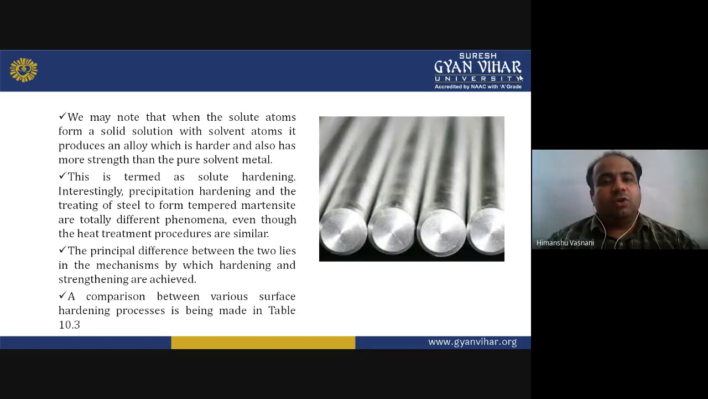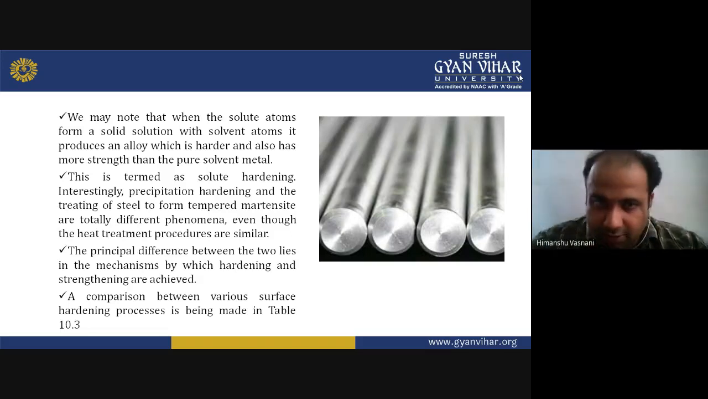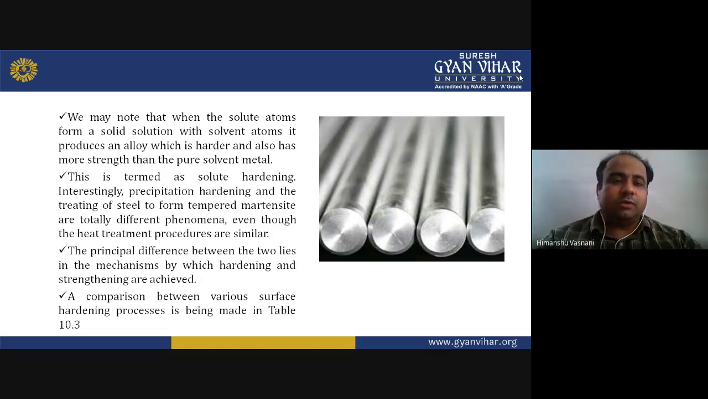When the solute atoms form a solid solution with the solvent atoms, the solute is responsible for forming the solid solution. It produces an alloy which is harder and has more strength than the pure solvent metal. As we talk about this topic of forming a solid solution of solute and solvent atoms, this is termed as solute hardening.